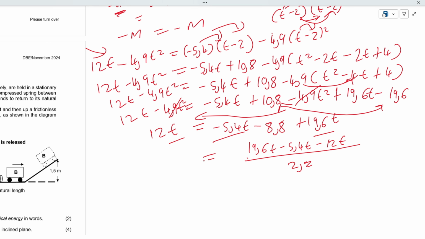And then we just come and say 8.8. Here we just divide both sides by 2.2, and then we are left with t equals to 8.8 over 2.2. 8.8 divided by 2.2 is just 4. Yeah, that was a long one. It was a long one.